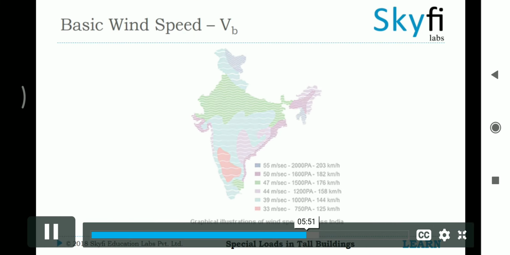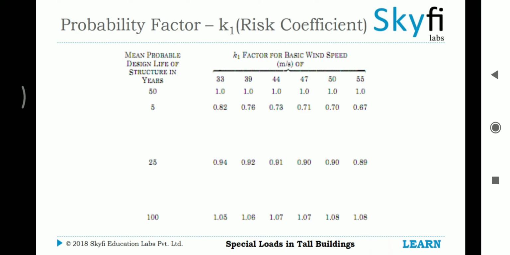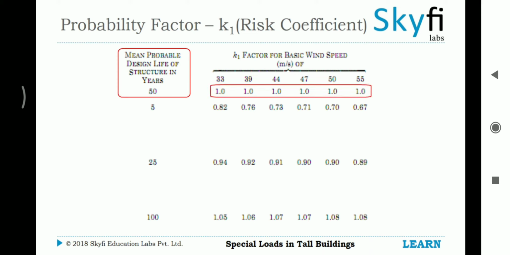This map from the IS code represents the basic wind speed Vb in different regions in India. Thus, depending on which place the building is to be constructed, you can find out the Vb. This table in the IS code lists the K1 factor, which depends on the prevailing wind speed and the design life of the building. In this course, a mean probable design life of 50 years is considered, and accordingly, the K1 factor taken is 1.